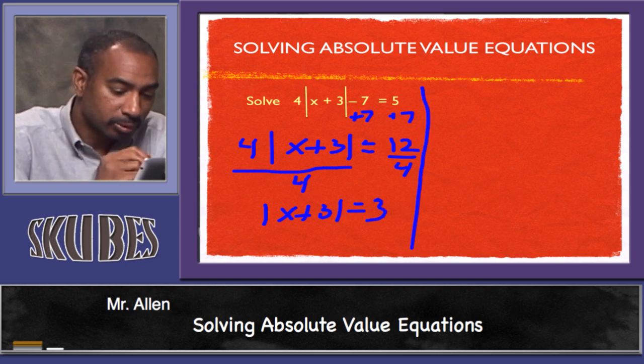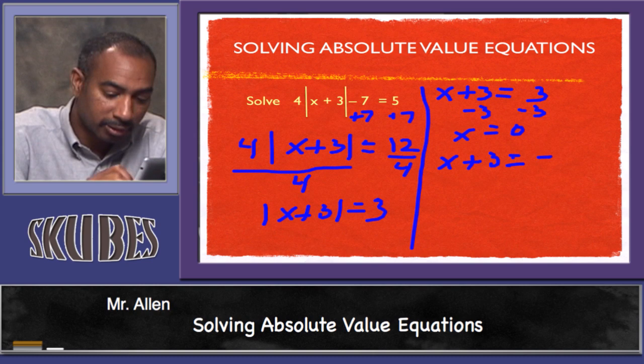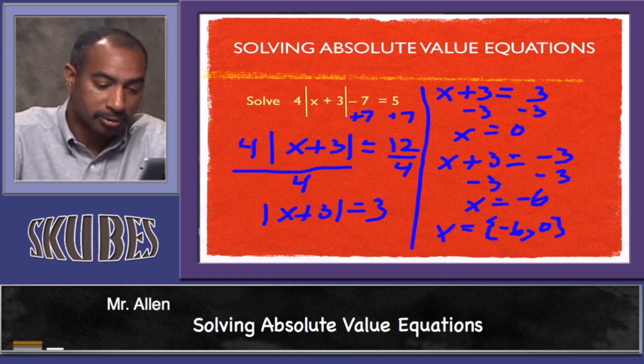So now I have two equations. I can say x plus 3 equals 3. I subtract 3 from both sides, and I know x is 0. Then your other possibility is x plus 3 equals negative 3. And if I subtract 3 from both sides, I get x equals negative 6. So x equals negative 6 and 0 are the only two solutions for that.